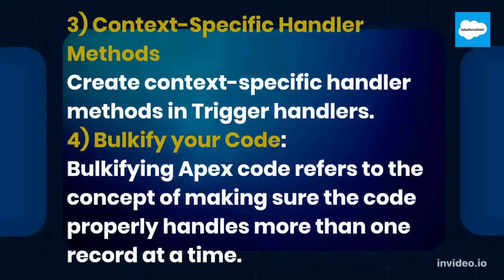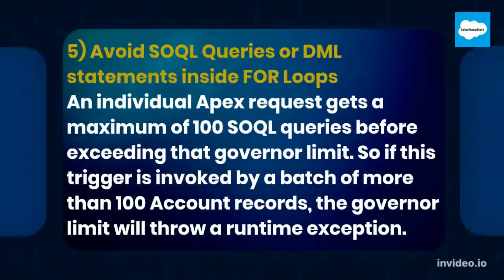4. Bulkify your code. Bulkifying Apex code refers to the concept of making sure the code properly handles more than one record at a time. 5. Avoid SOQL queries or DML statements inside for loops. An individual Apex request gets a maximum of 100 SOQL queries before exceeding that governor limit. So if this trigger is invoked by a batch of more than 100 account records, the governor limit will throw a runtime exception.